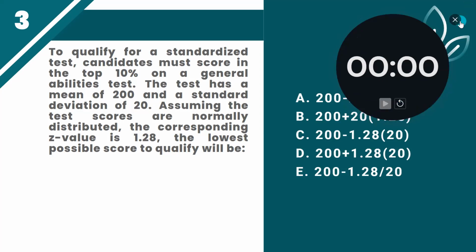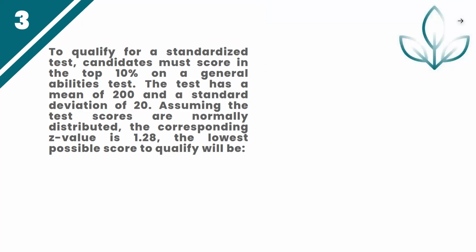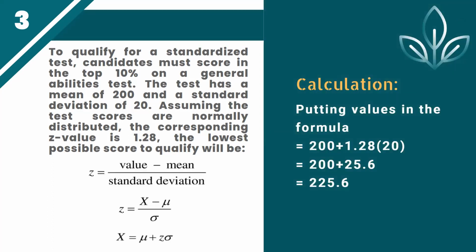The answer is D, same formula that we have used in the previous calculation, just rearranging the equation. Putting the values in the formula, 200 plus 1.28 into 20 is equal to 225.6. So the lowest possible score to qualify will be 225.6.